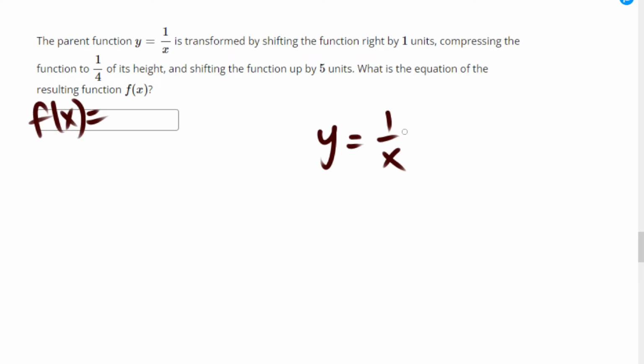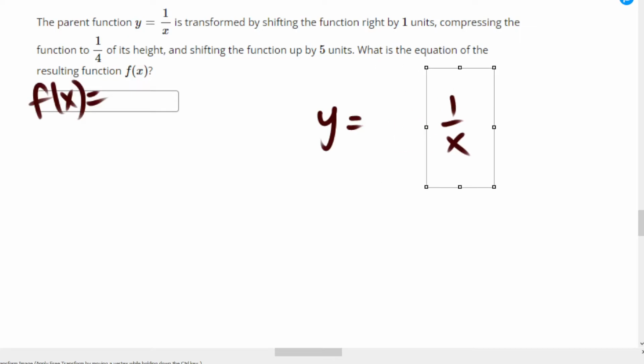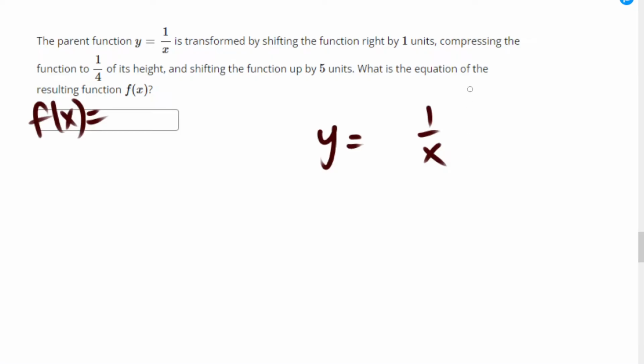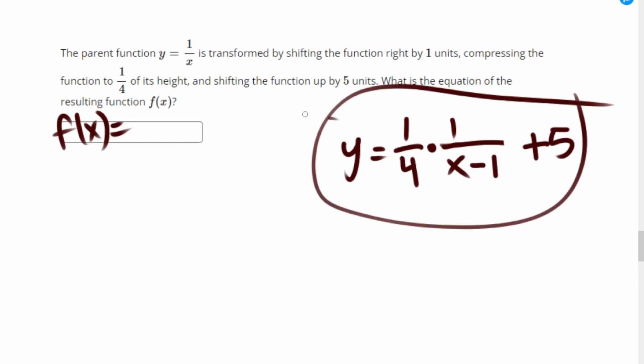y is equal to 1 over x. Let me give myself a little more room. We are compressing it by 1/4 of its height, so we'll do 1/4 times it, and then we know that we're moving to the right by 1, and when we are moving left or right, we usually do the opposite of what we think, so -1 instead, and then we will shift the function up by 5, so +5, and this is our new function. This is what it would want you to do.